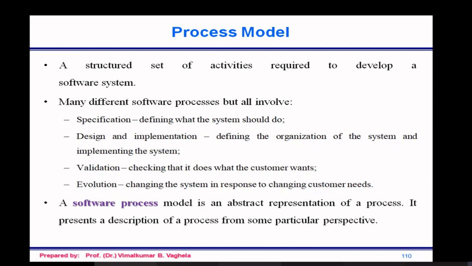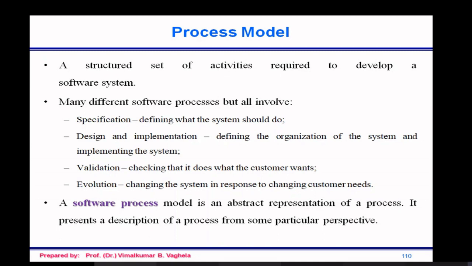Specification means defining what the system should do. Design and implementation is defining the organization of the system and implementing the system. Validation is checking that it does what the customer wants. During the validation, what we are checking is whether we have developed as per the customer wants. That is the main task during the validation. Evaluation means changing the system in response to changing customer needs. If a customer requires a change, our system is able to adapt the change.